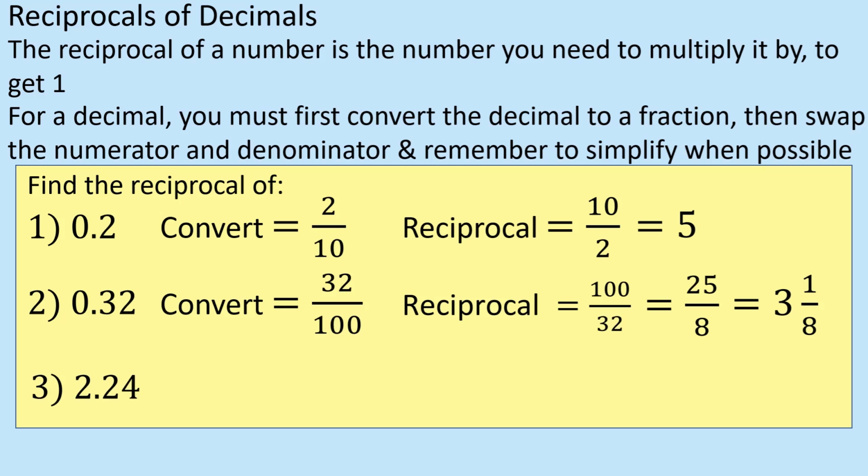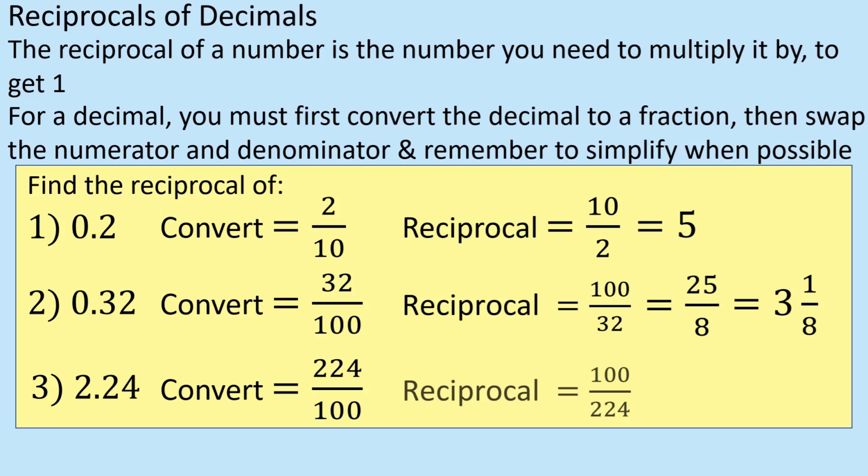So 2.24, same kind of idea. So it's going to be 224/100, which is going to be 100/224, which you then look to simplify, cancel it down, which would be 25/56 as a simplified version. Of course, that doesn't simplify any further than that.